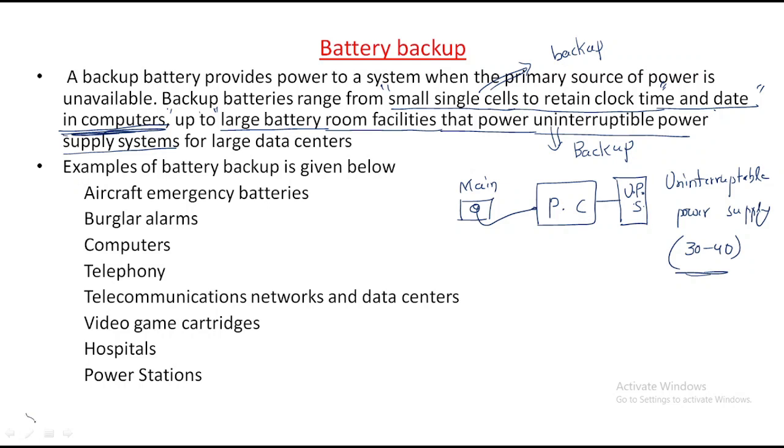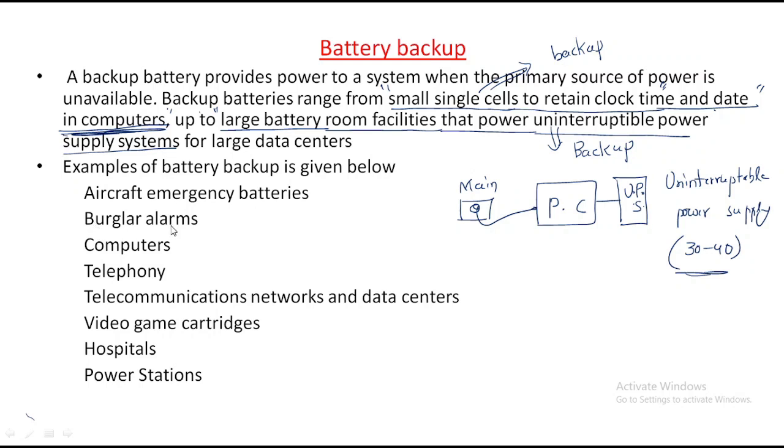So examples of battery backups, we have a large number of examples. Very useful battery backups are explained here. First, aircraft emergency batteries. Generally aircraft carry emergency batteries. Sometimes aircraft lose their power supply. Generally aircraft generate the power supply by consuming oil, some liquid type of fuel. Sometimes it's not working. The battery comes into the picture, and that will be useful to land the aircraft.